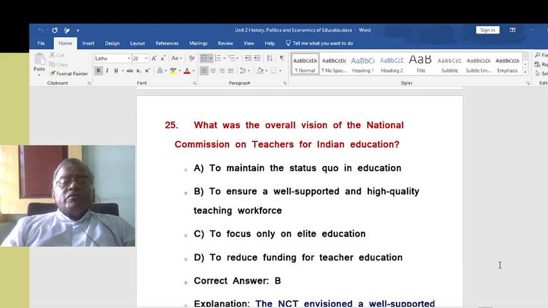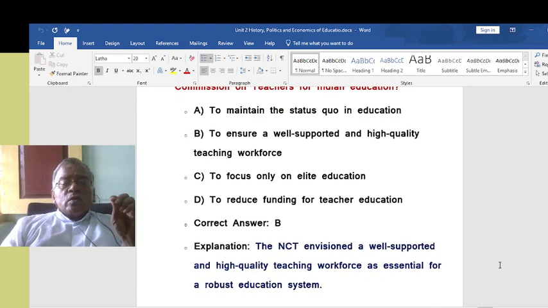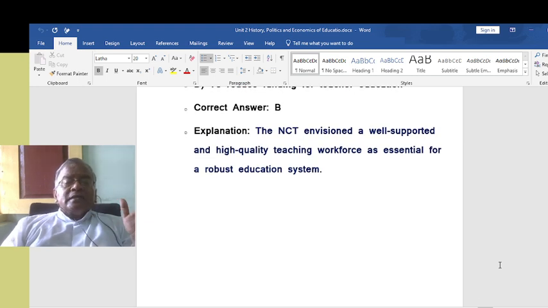What was the overall vision of the National Commission on Teachers for Indian Education? That is to ensure a well-supported and high-quality teaching workforce. The NCT envisioned a well-supported and high-quality teaching workforce as essential for a robust education system.